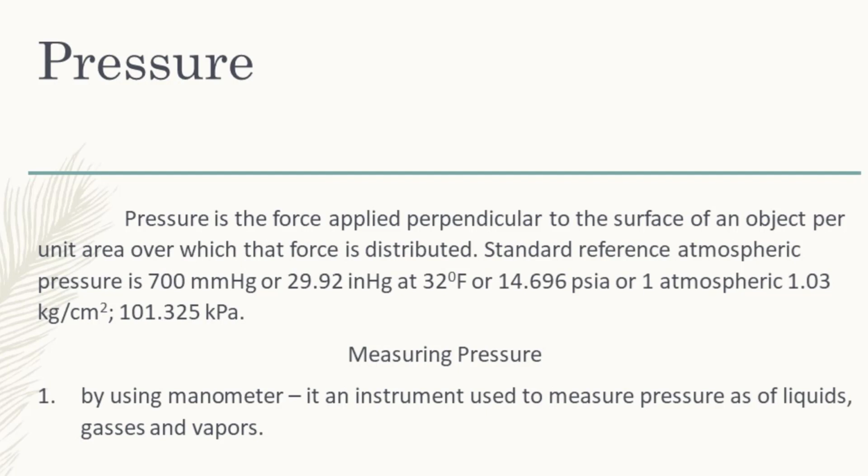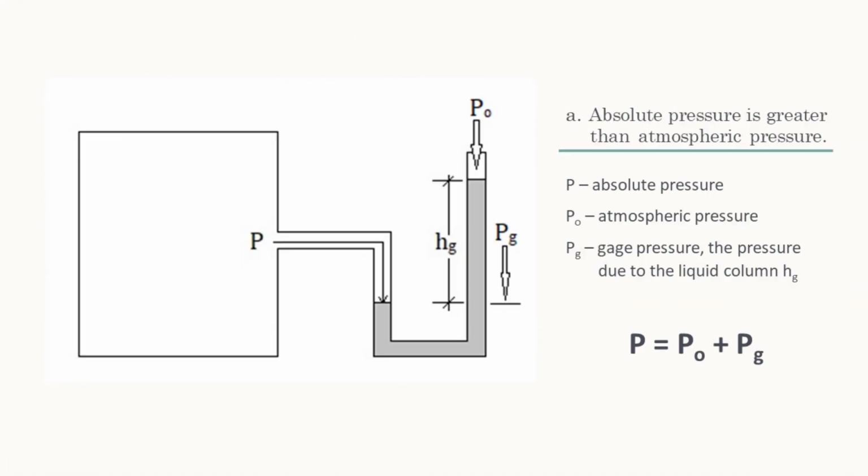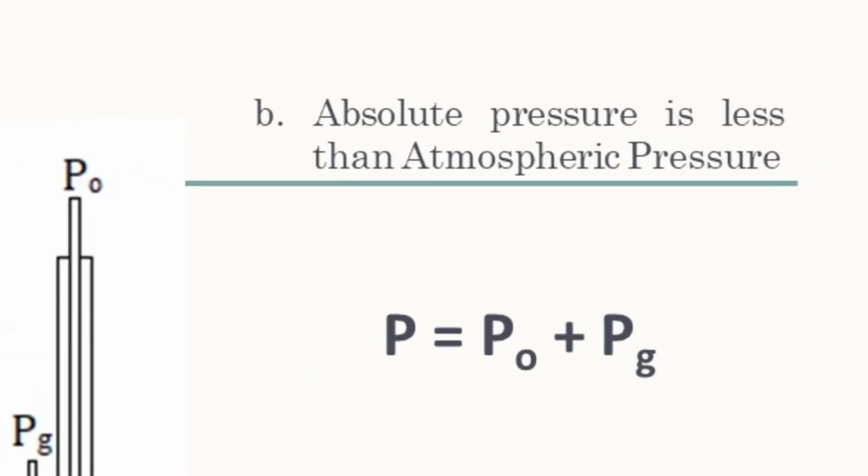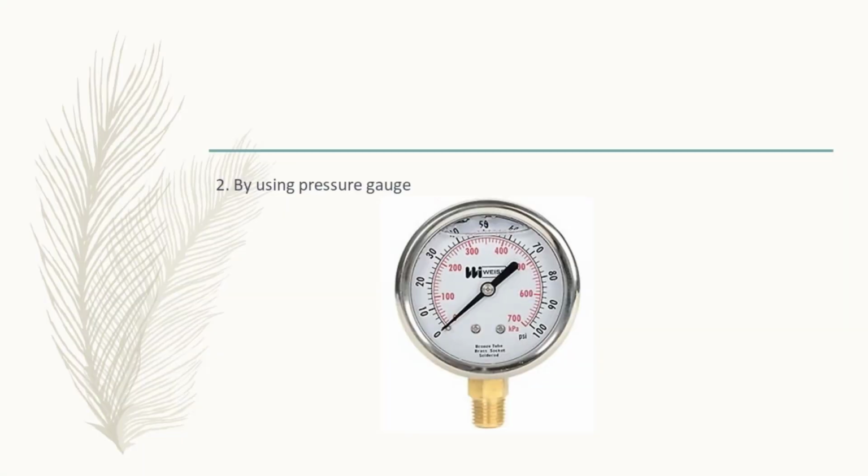The device used to measure pressure. First is by using manometer, an instrument used to measure pressure as of liquids, gases and vapors. In using manometer there are two conditions, absolute pressure is greater than atmospheric pressure, and absolute pressure is less than atmospheric pressure. Second device used to measure pressure is by using pressure gauge. In this device you read directly the pressure of a fluid.